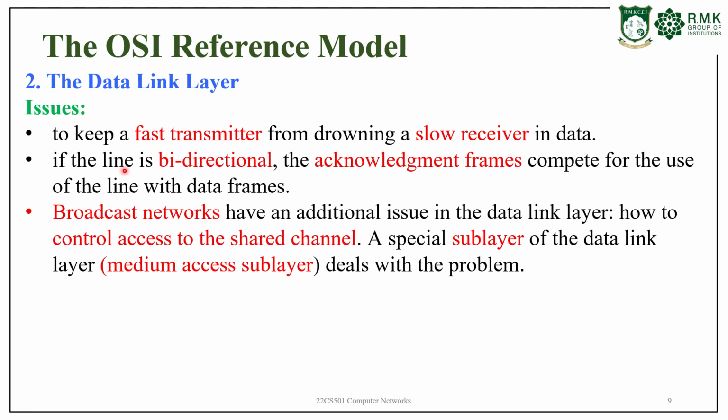Further issues: it should also keep track of a fast transmitter drowning a slow receiver. This means flow control. If 10 frames are going to be transmitted from the sender, the receiver should also have the capability to receive those 10 frames. And if the line is bidirectional, with both ways of communication, the acknowledgement frame should also be taken care of.